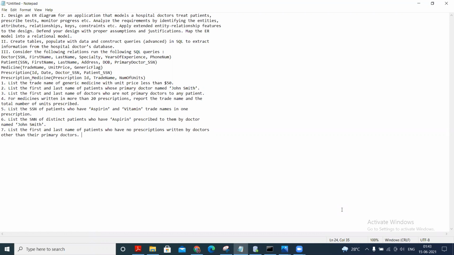It is the SQL series and ER diagram series, the practical series of DBMS. So the question is: design an ER diagram for an application that models a hospital, where doctors treat patients, prescribe tests, monitor progress, etc. Analyze the requirements by identifying the entities, attributes, relationships, keys, constraints, etc. Apply extended entity relationship features to the design and defend your design with proper assumptions and justifications. Okay, so mapping the ER model into a relational model is the first question.